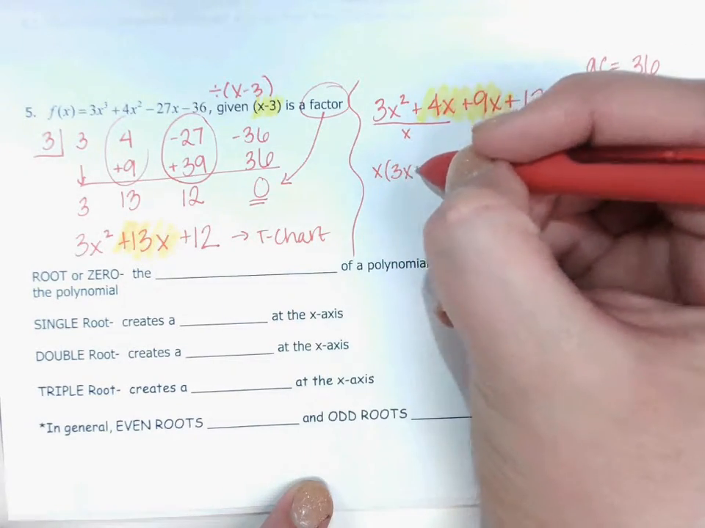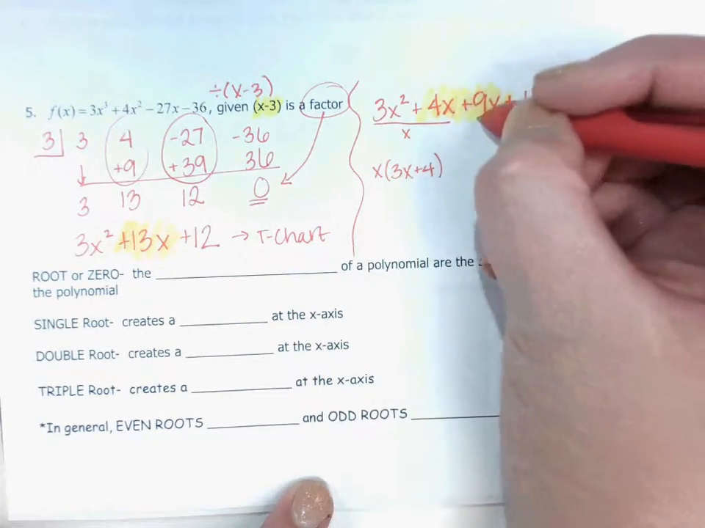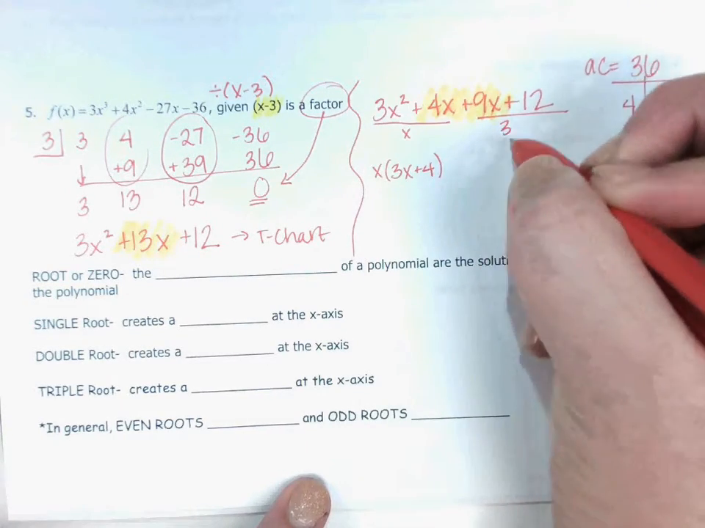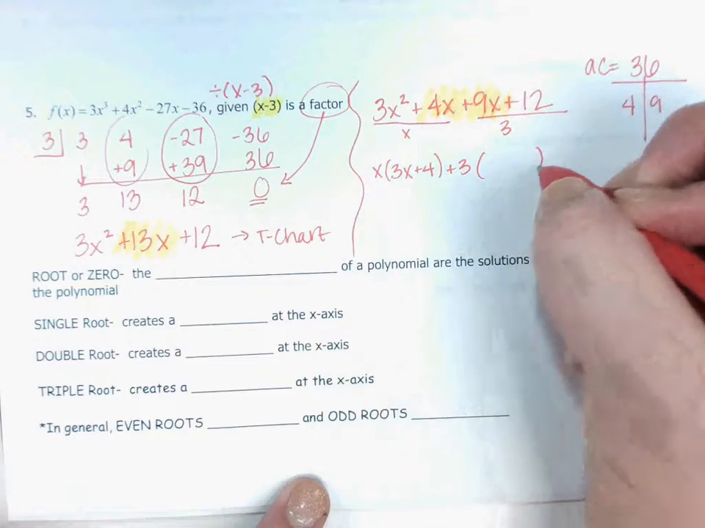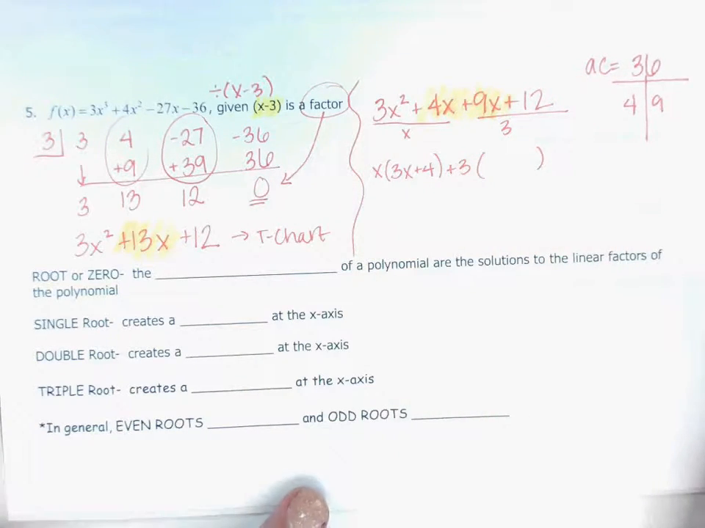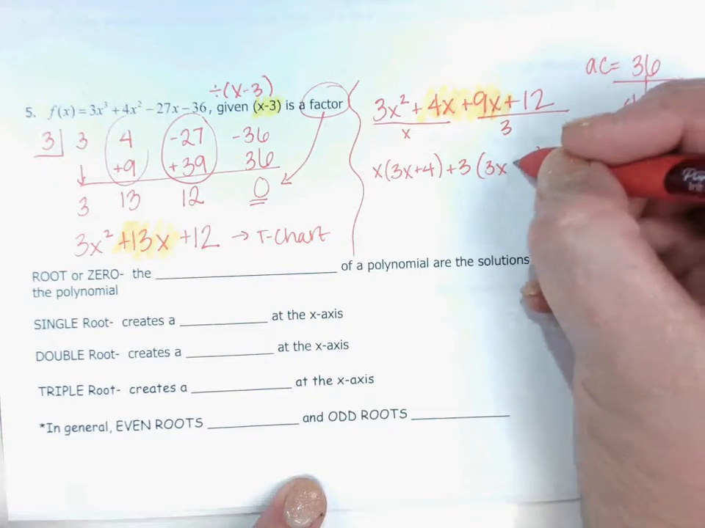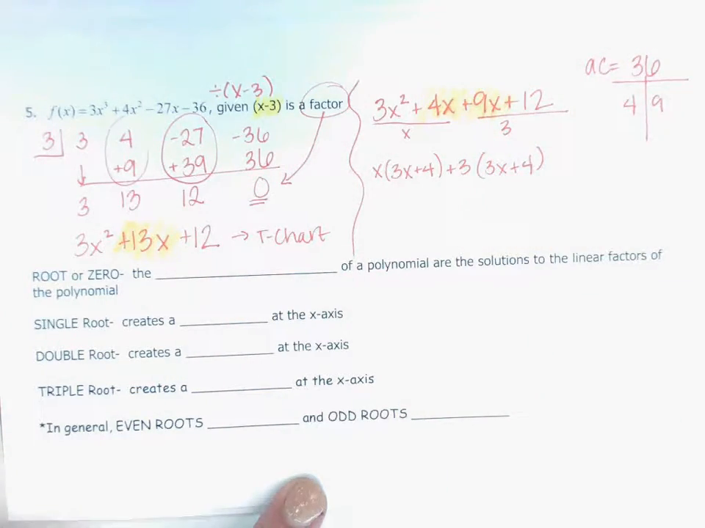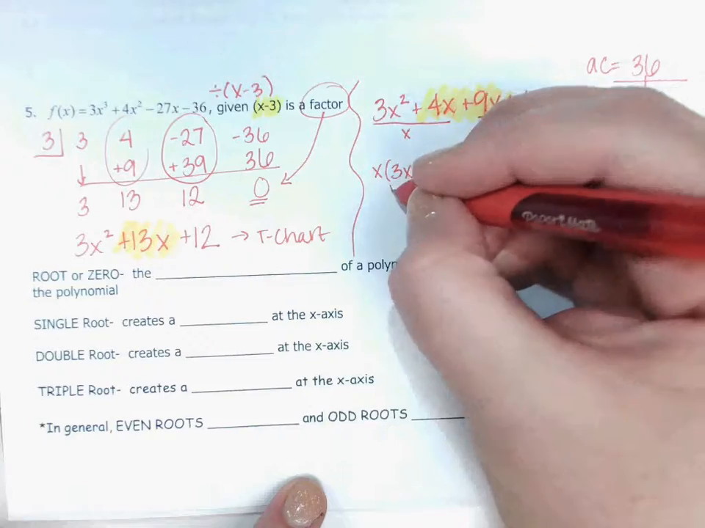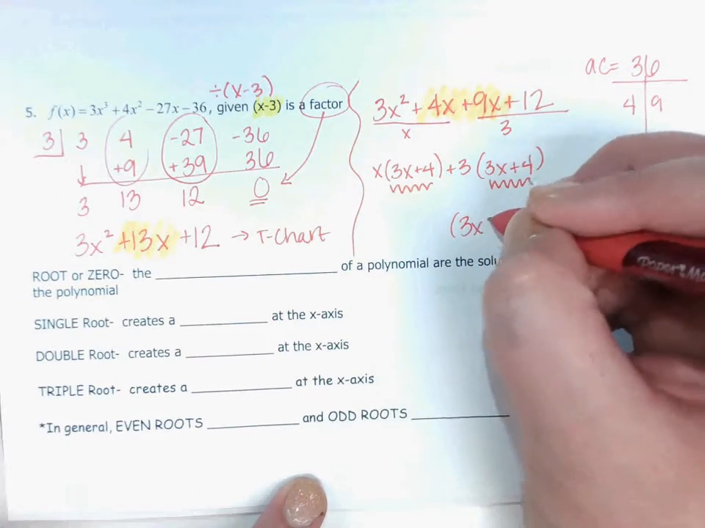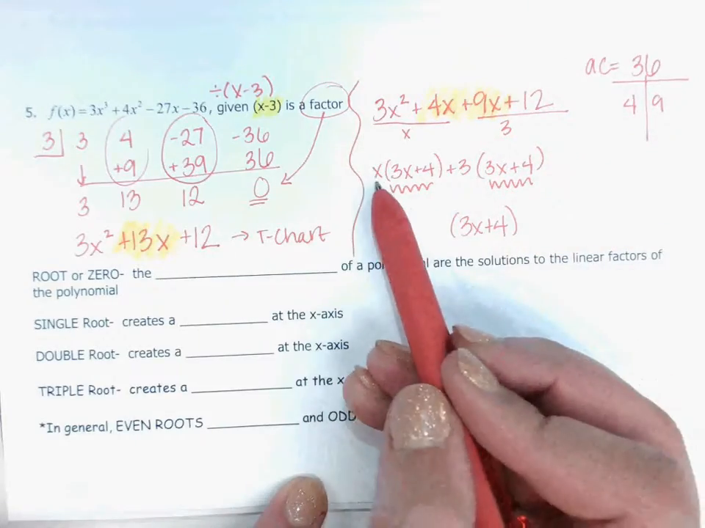What's going to be left over? 3x plus 4. Out of my second 2 guys, I have a 9x and a 12. What can I divide those by? A 3. Take your 3 out. 9x divided by 3 is 3x. What about 12 divided by 3? Plus 4. So my next factor, these guys match. That's what we want. So 3x plus 4 is my first factor. What's my second factor? X plus 3.